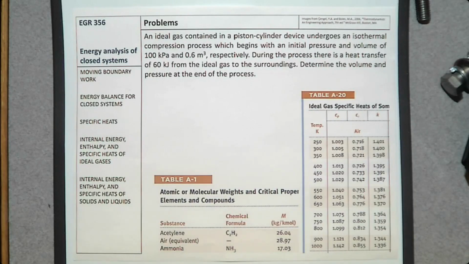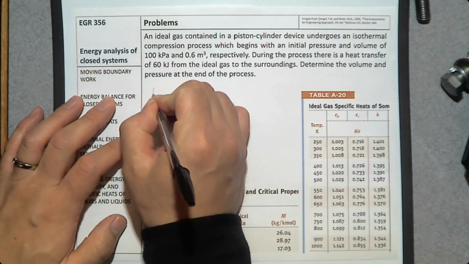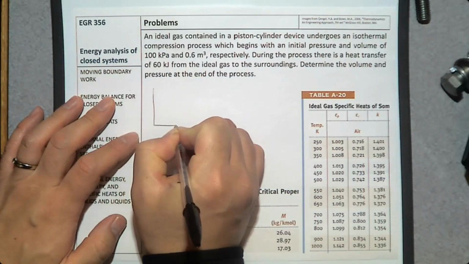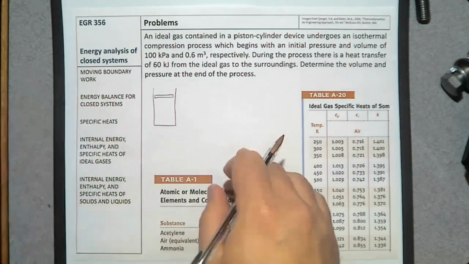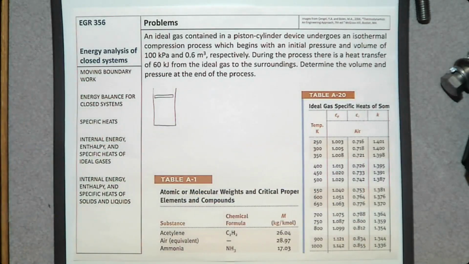Okay, let's solve this problem. We have an ideal gas in a piston cylinder device, and this one undergoes an isothermal compression process. So temperature T remains constant. And we know the initial pressure and volume.